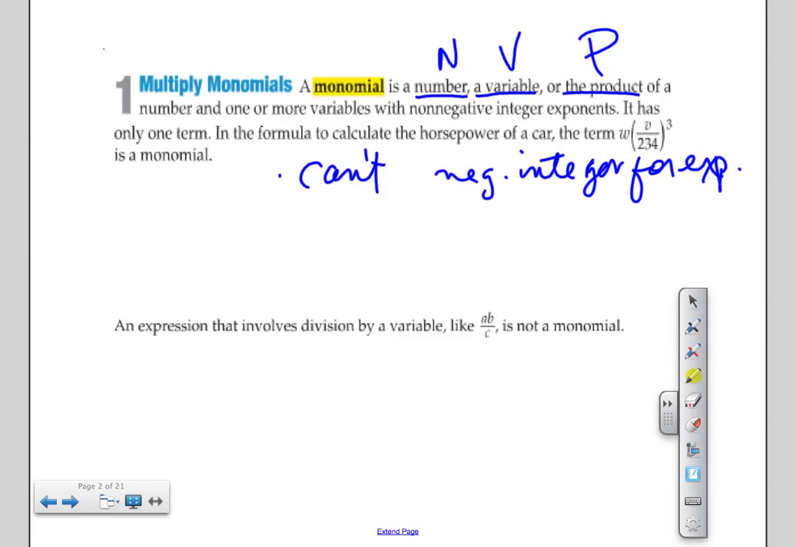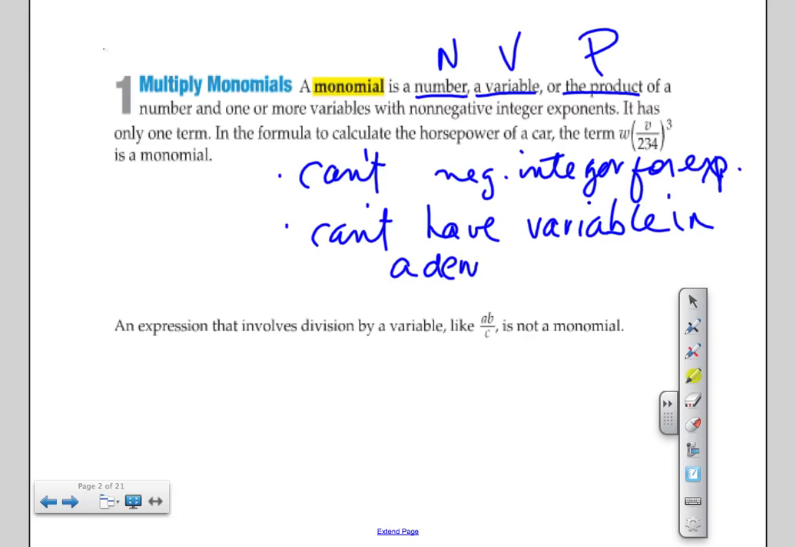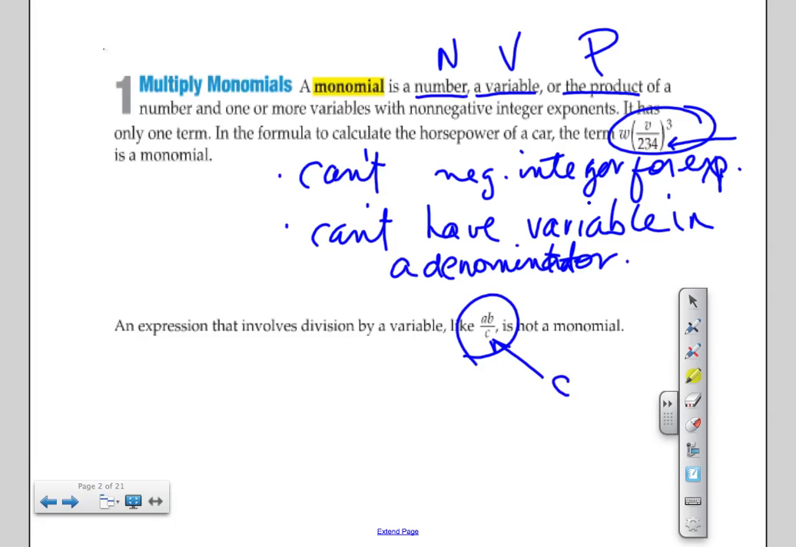It also can't have a variable in a denominator. It can have a fraction, sorry, bad spelling. Okay, so in this case, this is a monomial, but the denominator is a fraction. In this case, the denominator is a variable. Well, C could be 0, right? And division by 0 is undefined, so that's one of the reasons it can't have it.